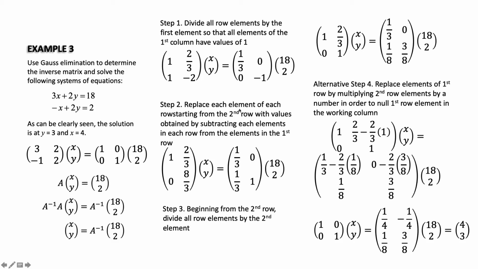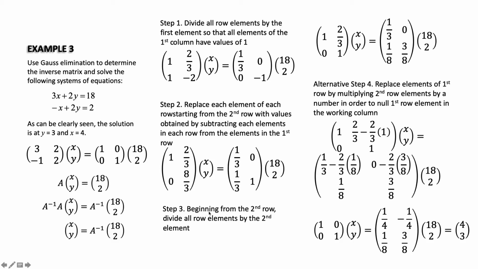Okay, the next step is to replace each element of each row, starting from the second row, with values obtained by subtracting each element in each row from the elements in the first row. In other words, 1 minus 1 equals 0, which we put here, so that's what we have here. 2/3 minus -2 is equal to 8/3, and that's what we put here. So 1/3 minus 0 is 1/3, and that's what we put here. And 0 minus -1 is 1, and that's what we put here.